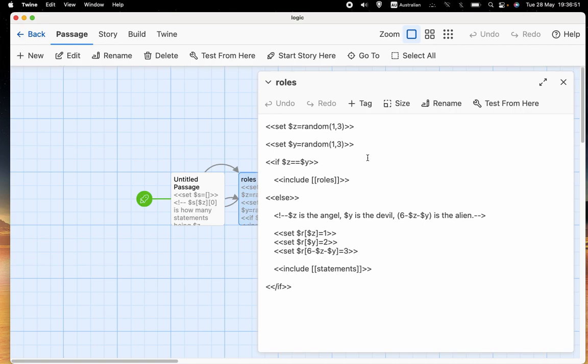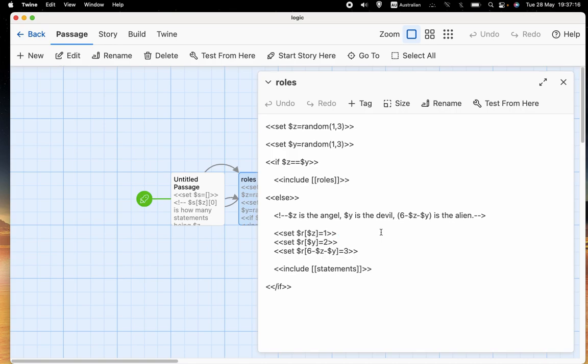Now, what this is doing is setting up who is who. So we set Z and Y to be a random number from 1 to 3. If Z is equal to Y, we redo roles. That is, we go back to the top of the page and do it again. Otherwise, we know that Z is the angel, Y is the devil, and 6 minus Z minus Y is going to be the alien.